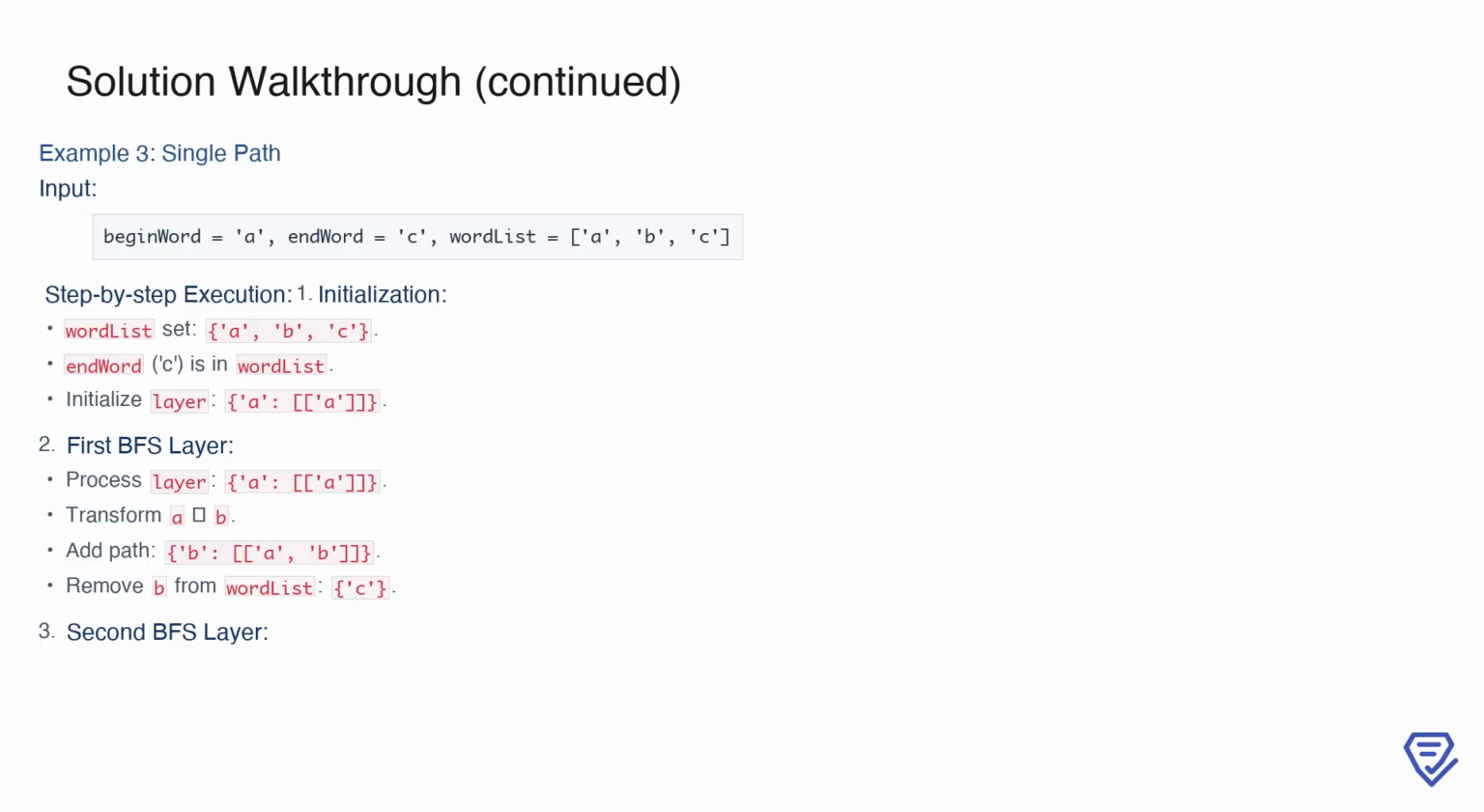path, a. For the first BFS layer, we process a. The only valid transformation is B, which is in the word list. We add B to the new_layer with the path a, B, and remove it from the word list, leaving C. The layer is then updated to B, a, B, and we continue to the next layer.